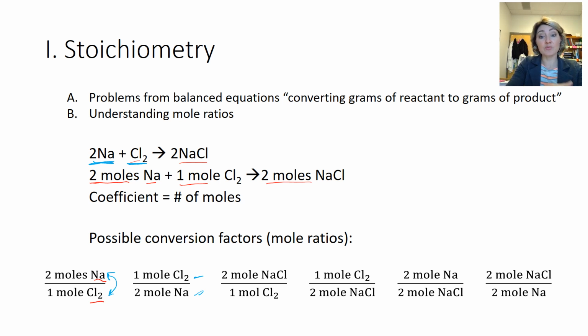Or I can compare reactants to products. 2 moles, and I got this 2 from my balanced equation, 2 moles of sodium chloride is equivalent to 1 mole of Cl2. And I can flip those around. So I can compare every substance here based on their coefficients or their mole ratios.